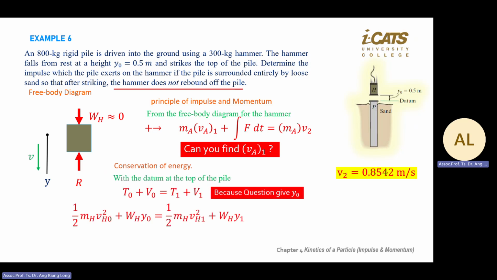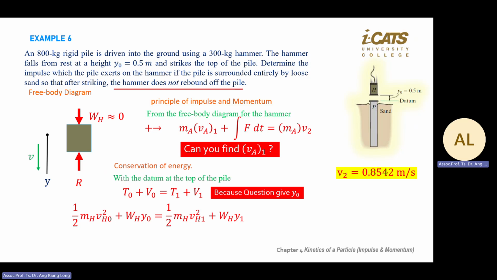So you can use conservation of energy also. Conservation of energy, because you have velocity, you have kinetic, you have height, you have potential. There's no spring, there's no bounce back, so no spring force. So you can use this equation, half mv square plus mgh. Your h is y0, positive. Positive because it's above the datum.